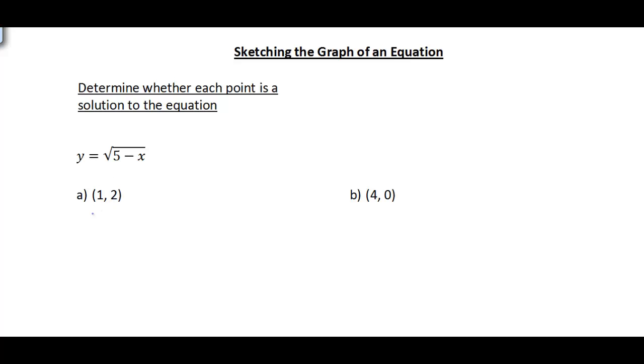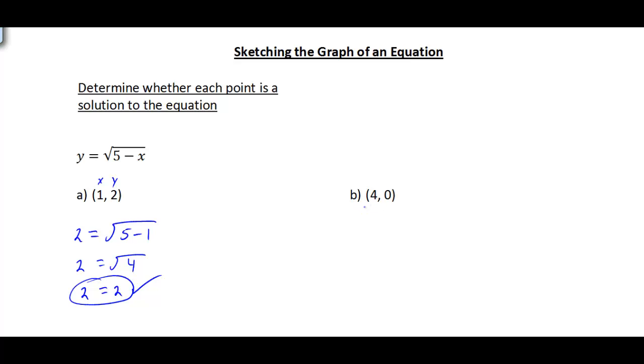Well, all we have to do is plug in the values. Of course, the first coordinate is the x, the second is the y. So in place of y, we substitute 2 equals the square root of 5 minus 1. So does 2 equal the square root of 5 minus 1? And 5 minus 1 is 4. So we take the square root of 4, and we certainly end up with 2 equals 2. So the answer is yes, this is a solution because we end up with a true statement.